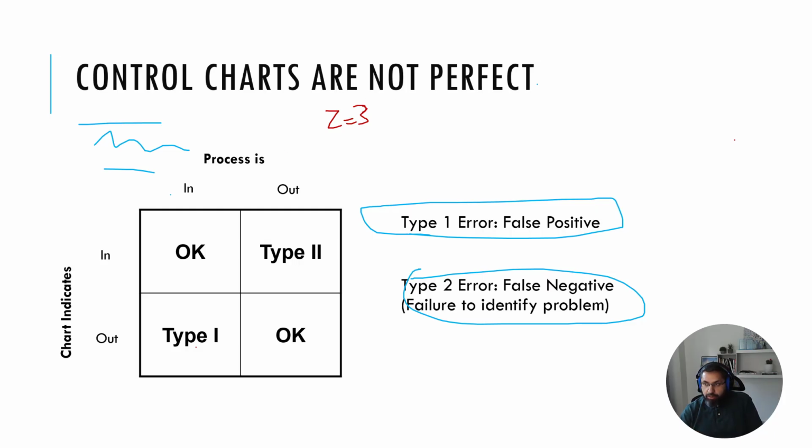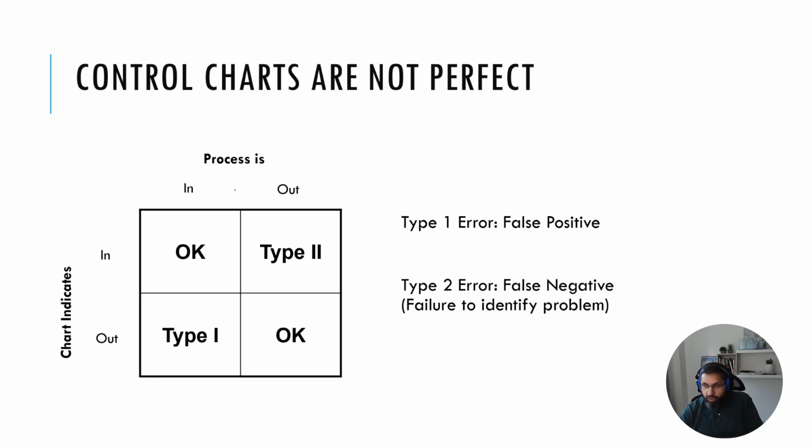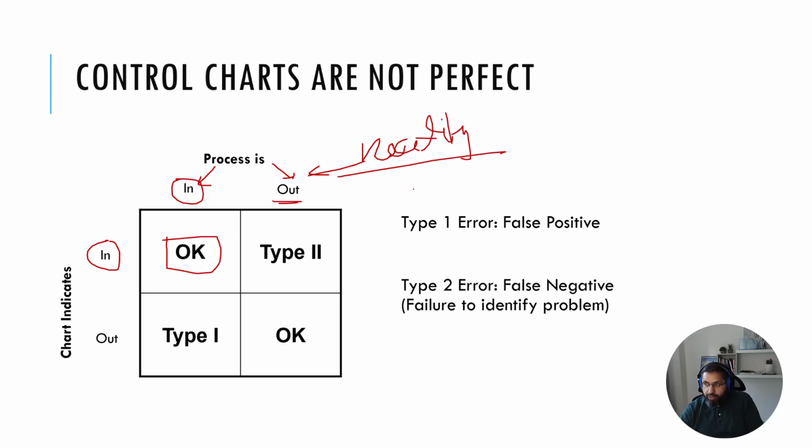So this table illustrates this very nicely. If the reality is that the process is in control and the control chart agrees with the reality, we are fine, because that's the truth. Or if the process is actually out of control in reality, this is your reality up here, and the control chart says we are out of control, so it matches the reality, then again we are okay. I mean, we are not okay in that we have to investigate the special cause and fix it, but we are okay that our control chart is telling the truth.